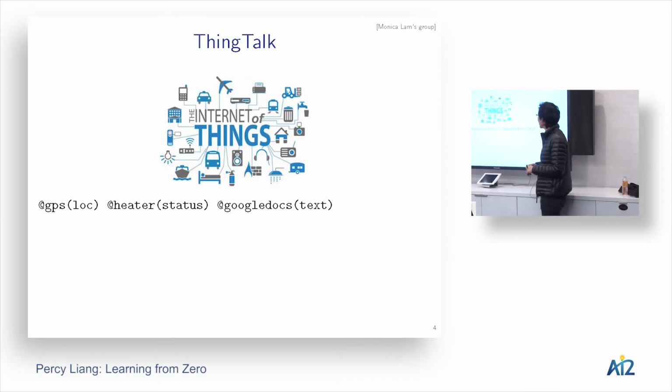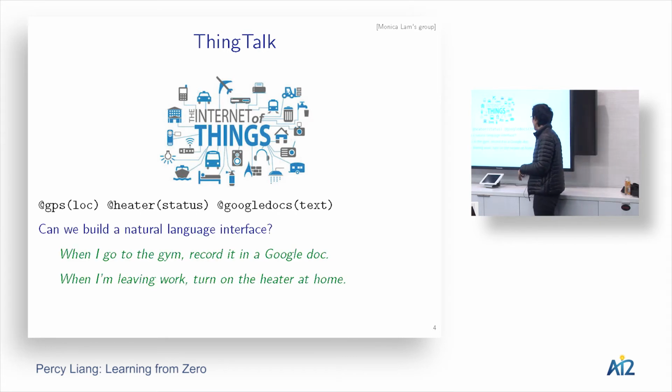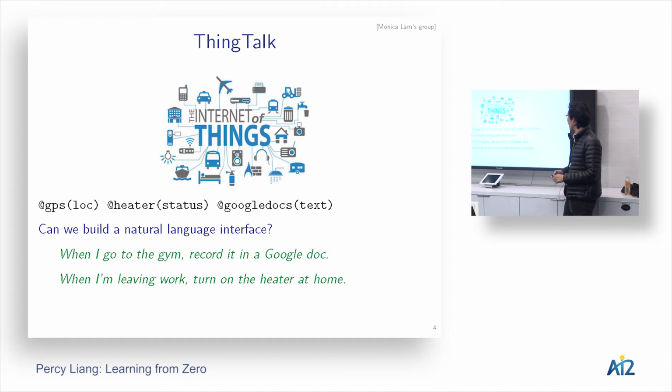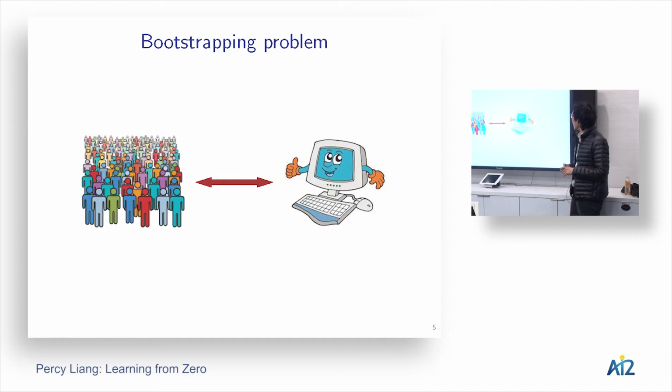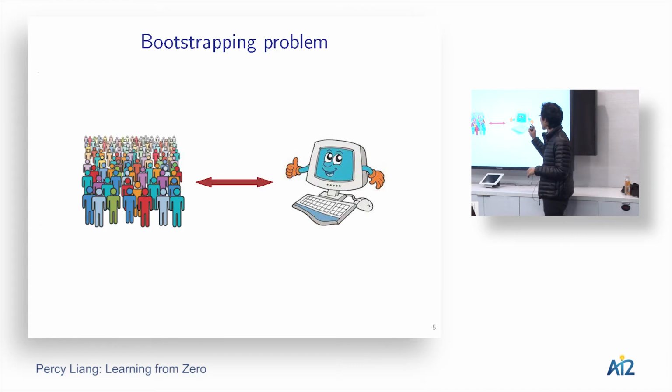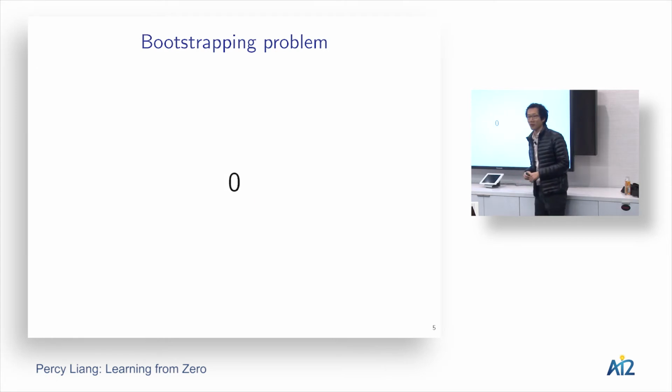More recently, I've been talking to Monica Lam at Stanford, and she's developed this language called ThingTalk that allows apps to basically interact with the Internet of Things in a secure way. And similarly, we were talking about, well, wouldn't it be nice to have a natural language interface into this? So you could talk to your heater and make sure it's warm when you get home and things like that. And again, the same problem: no users, so we don't even have data to get started with. So there's a bootstrapping problem. You have users which depend on the system, but initially we don't have a system, which means that there are no users either, and we're basically starting from nothing.